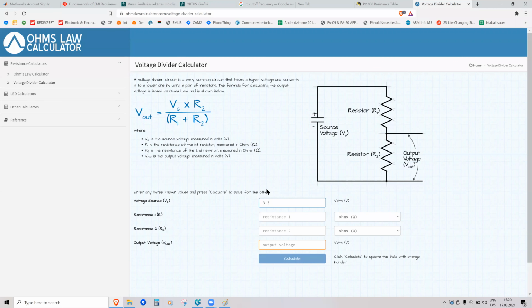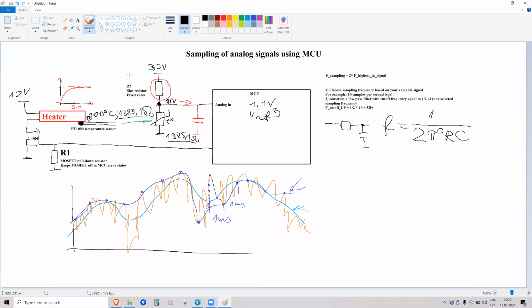And so you need to calculate the top resistor. You can find a voltage divider calculator on the internet. The source voltage is 3.3 volts. Top resistance you don't know, so you leave it blank. The bottom resistance is 1,385.1. And the output voltage is 1.1 volts. You press calculate, and it says the top resistance is 2,770 ohms. In kilo ohms, it's 2.77 kilo ohms. This is how you can calculate it.